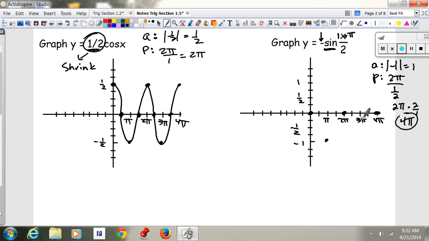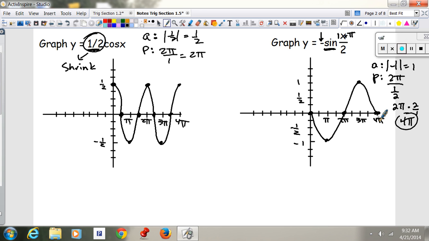What do you think is going to happen if I plug in a 3 pi? Okay, 3 pi over 2. Look at your chart. What's the sine at 3 pi over 2? 270. Negative 1 times negative 1 out front is positive 1. So that's going to go up to my maximum. So my curve is going to look like this. The bow tie curve. You see the bow tie there?